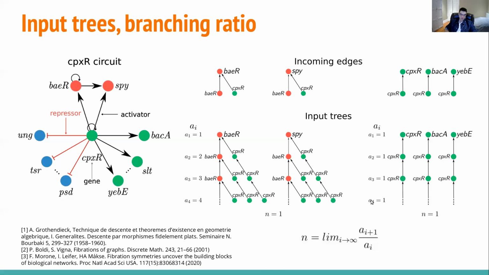Now, the important thing to define here that is going to be used a bit later is the branching ratio. We count how many nodes are on each layer of this input tree. The first layer is one node, the second layer is one, etc. Then we define the branching ratio as a_{i+1} over a_i, so the number of nodes in the next layer over this layer, for i going to infinity, so for infinite depth. Here it's obviously going to be 1. Here it is also going to be 1, because (i+1) over i, for i going to infinity, goes to 1. So that's input trees and branching ratio.